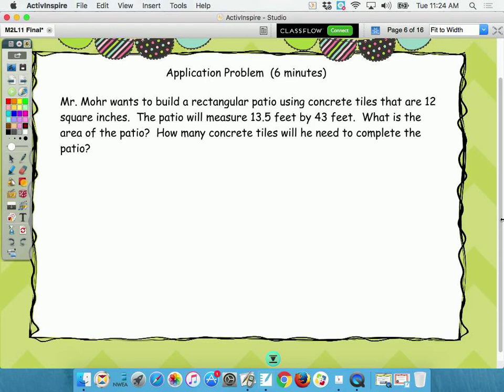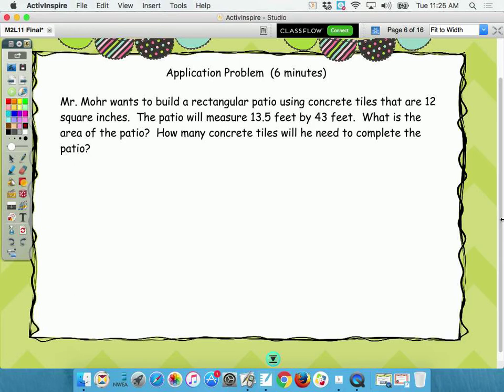So Mr. Moore wants to build a rectangular patio using concrete tiles that are 12 square inches. By the way, I put 12 square inches on the floor for you. It's a square, all right. The patio will measure 13.5 feet by 43 feet. What is the area of the patio? How many concrete tiles will he need to complete the patio?